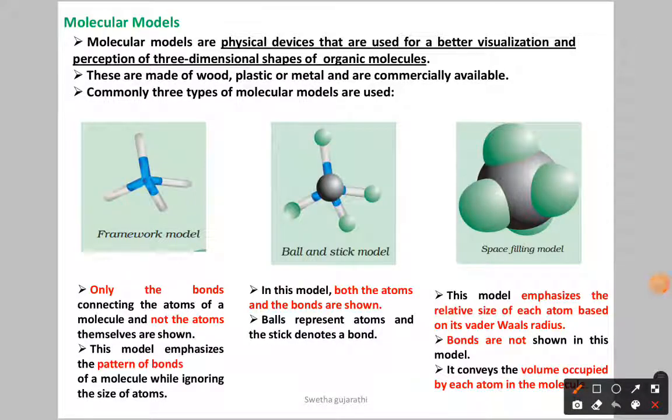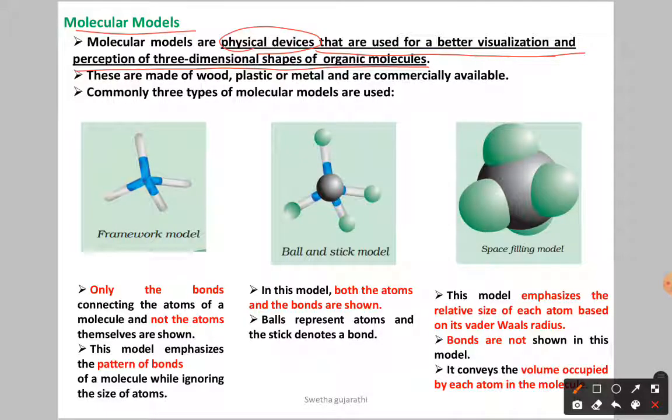Hello students, let us discuss molecular models. So what does molecular models mean? These are some devices, okay? These are physical devices. What is the use of these devices? They are used for better visualization and perception of three-dimensional shapes of organic molecules.